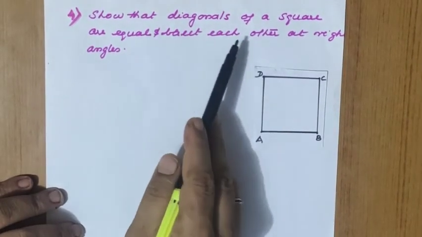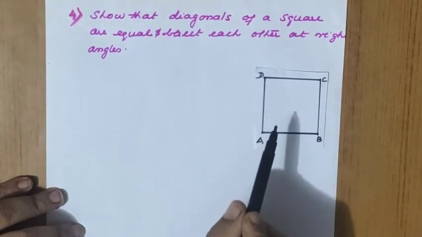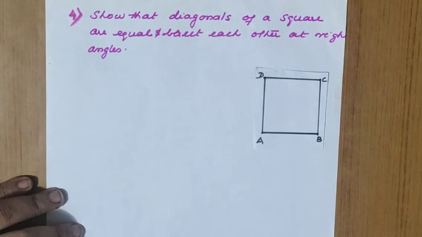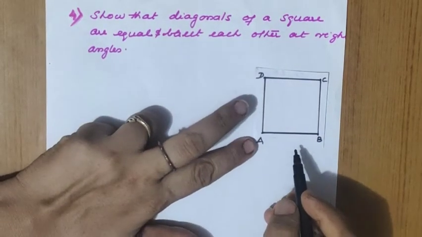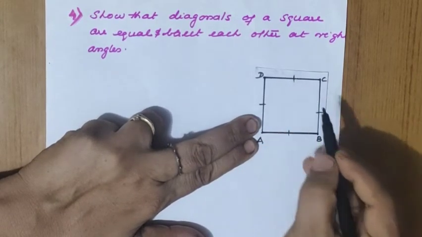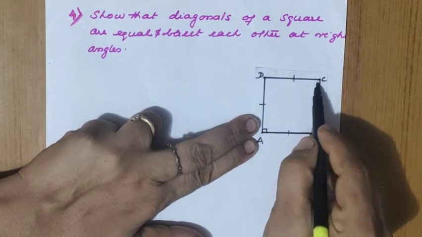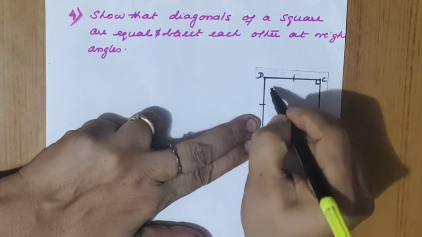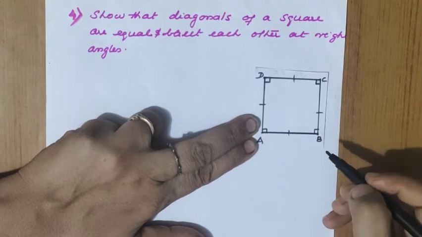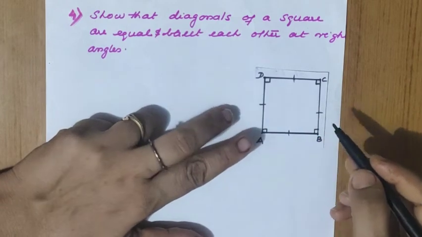Fourth question, show that the diagonals of the square are equal and bisect each other at right angles. So a square is given. Now we have to show that the diagonals are equal and bisect each other at right angles. So if it is a square, what you can mark in the figure, all the four sides are equal, right? And also angle A, angle B, even angle C and D also 90 degree, because it's a square only, right? These many things we can already mark.